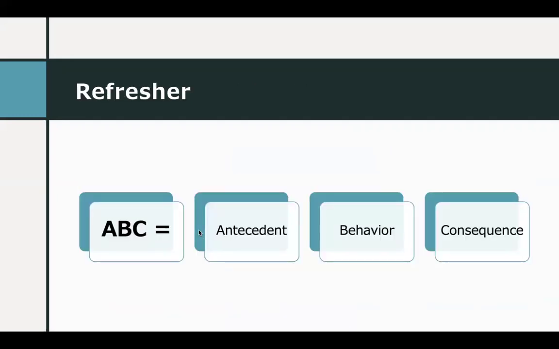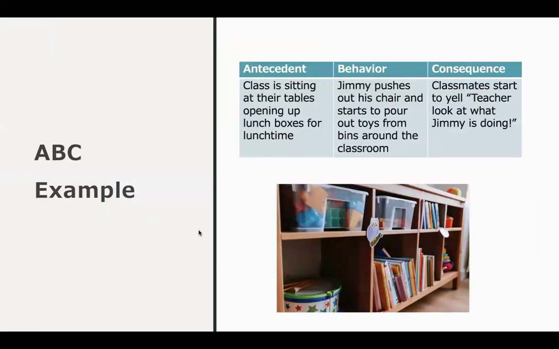So let's do a quick refresher on ABC analysis, which is what we did in part one. So ABC is a tool to break down a situation by looking at the three different parts of the circumstance. First, the antecedent, what happens before, the behavior of interest, and the consequence, what happens after. So let's go over an example.